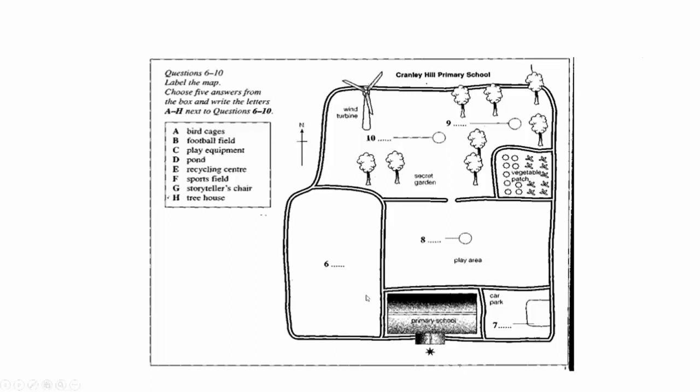So we have the map here with the numbers, and then we have A through H as possible options. So we have bird cages, a football field, play equipment, a pond, a recycling center, sports field, a storyteller's chair, and a tree house. And if you look at the map, you can see that it's a primary school. Also, you have here a compass, so you know that north is this way.